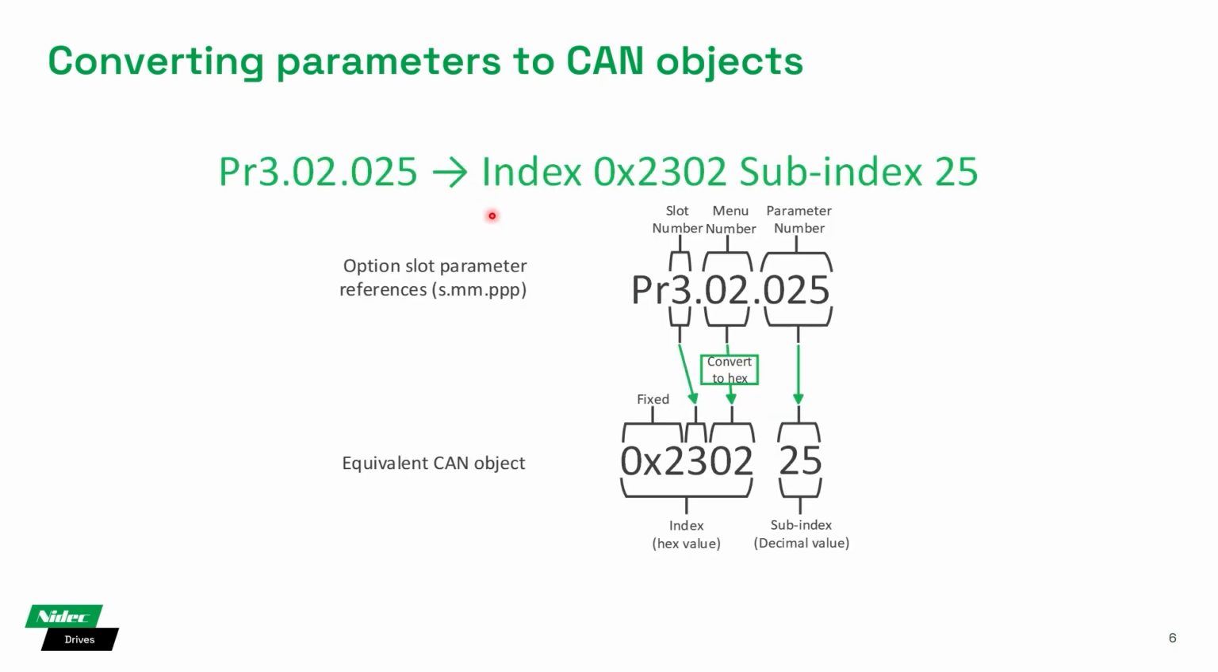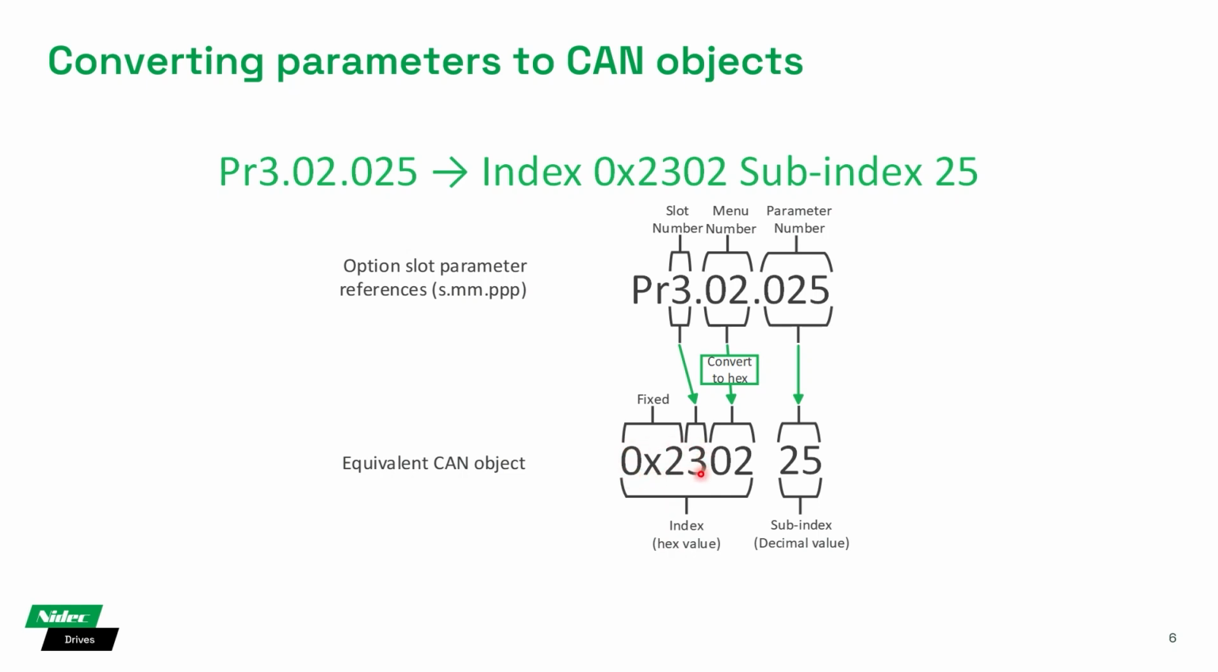Lastly, if you're trying to read from or write to an option slot parameter, so parameter references in the form slot, menu and then parameter, three parts, this is how that conversion works. Again, we've got our index value, which is hex. The first part here is fixed. It will always start with 0x2.